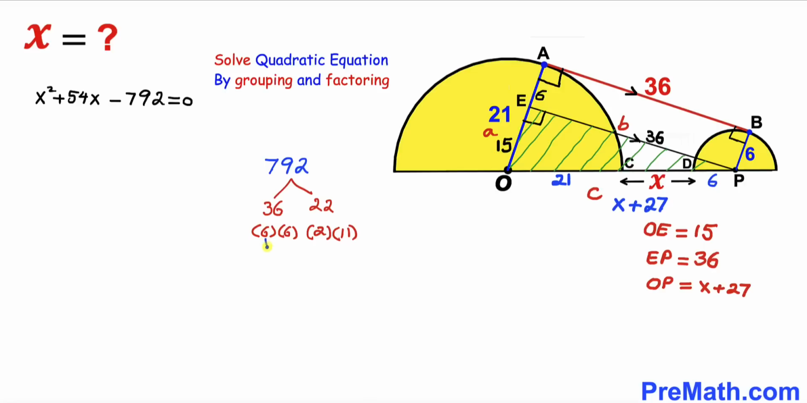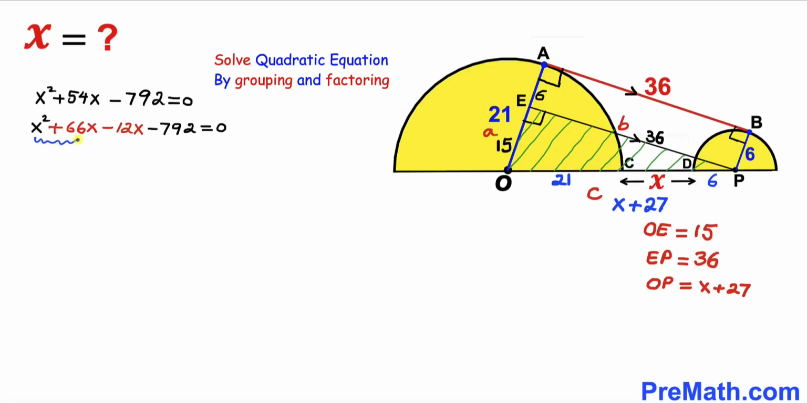Therefore, if we rearrange, 6 times 11 is going to give us 66, and 6 times 2 is going to give us 12. And we can see the difference of these two numbers is going to give us 54. So therefore, this middle term 54x, we can tweak it as positive 66x minus 12x, as you can see in this next step. And now we can see x is in common between the first two terms, and negative 12 is in common between the last two terms. So therefore I can factor out x.